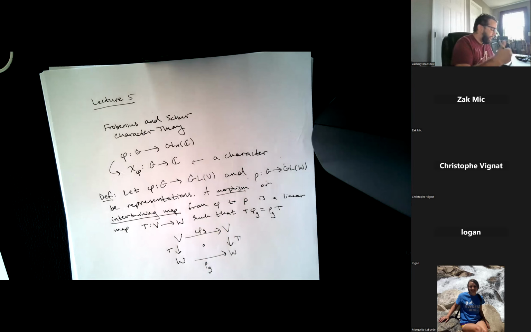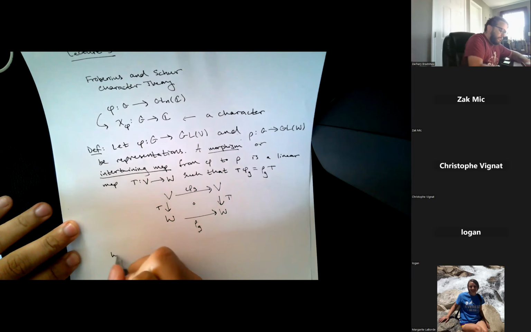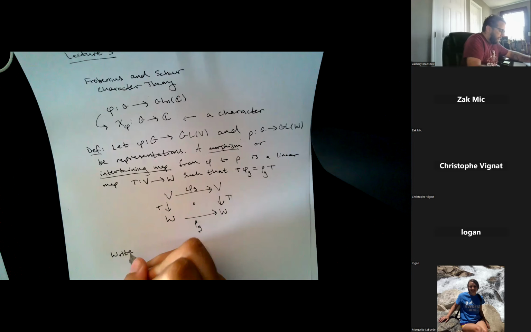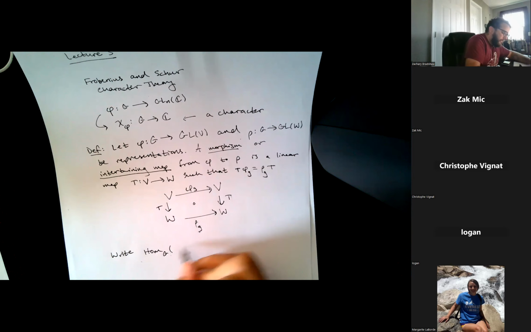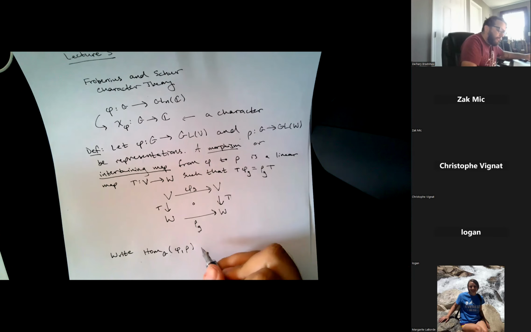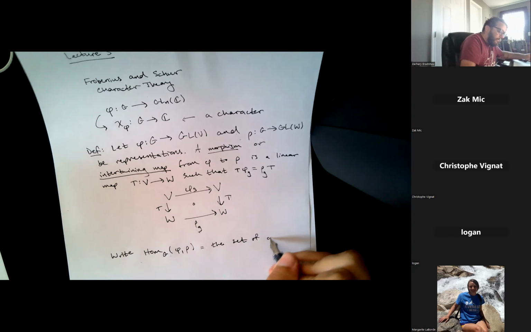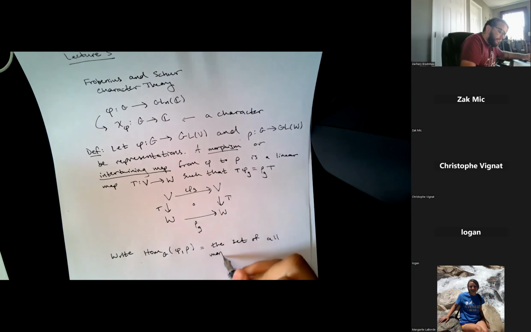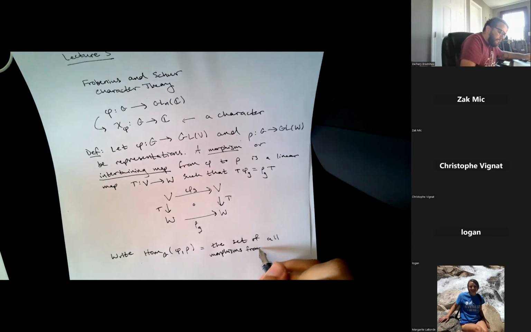Right? So for this reason, we're going to write Hom_G(phi, rho) for the set of all morphisms from phi to rho.